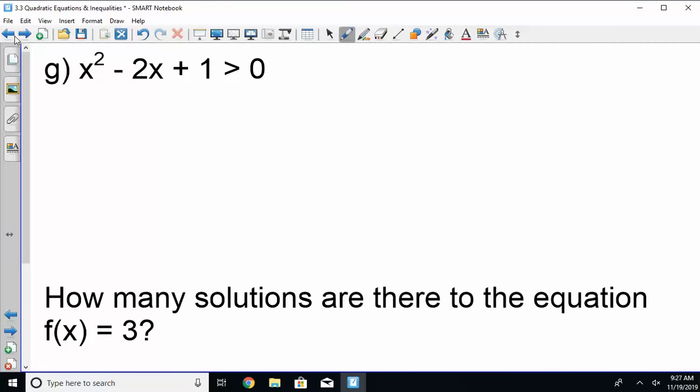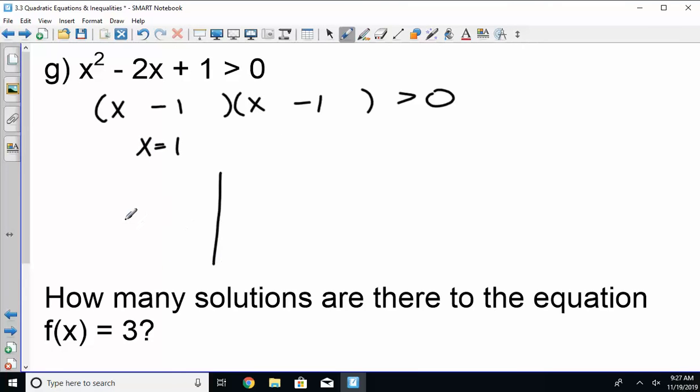Okay, almost done. Last slide here. X squared minus 2x plus 1 greater than 0. So first, we always prefer box method if it works. It's a 1x squared, so we could do that. Is there anything that multiplies to 1 and adds to negative 2? Negative 1 and negative 1. If you set each of those to 0, you just get x equals 1 for both of them.